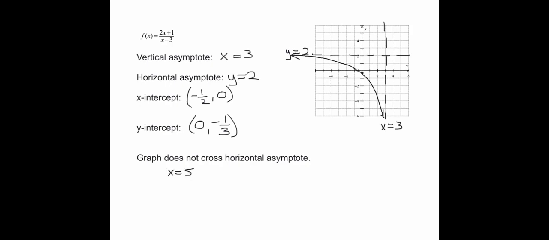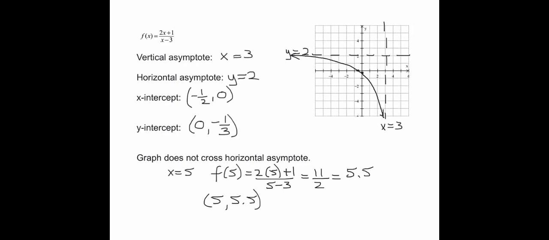So up here is my function. f of 5 is 2 times 5 plus 1 over 5 minus 3. 2 times 5 is 10, plus 1, so 11 over 2. Since I'm going to graph it, I'm going to write it as a decimal, 5.5. So my point is (5, 5.5), and is that in the region we thought it should be in? Well, when x equals 5, y equals 5.5.